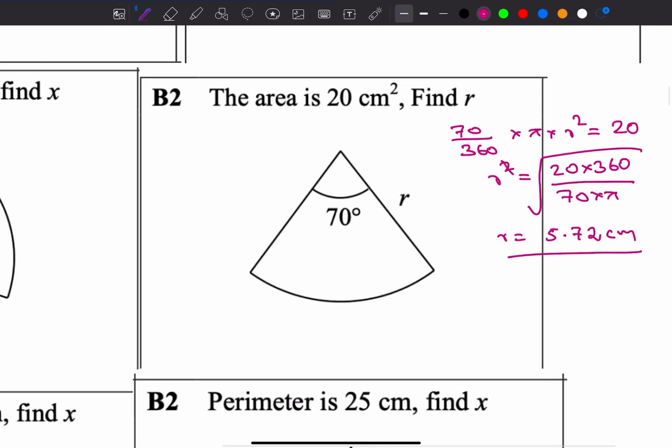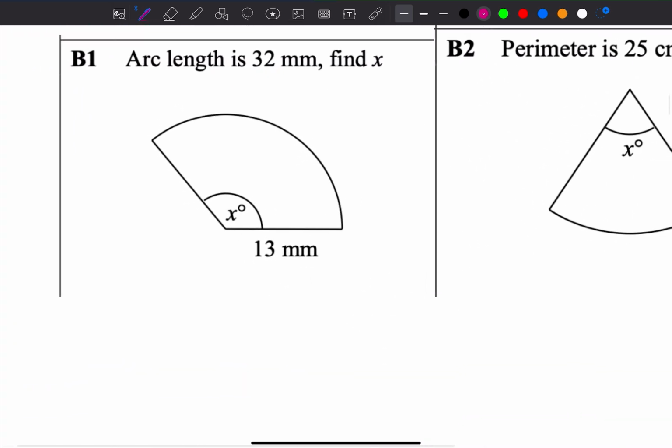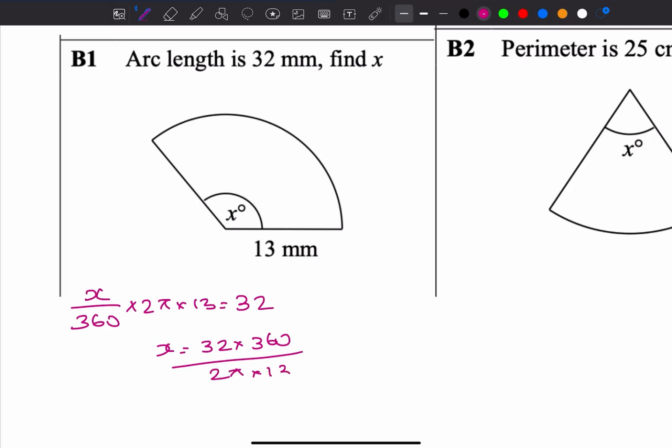Centimeter. Okay. Next one. The arc length is given as 32. So x over 360 times 2 pi r for the arc length, 2 pi times r which is 13, equals 32. x is equal to 32 times 360 divided by 2 pi times 13, which will give you 141 to 3 significant figures.